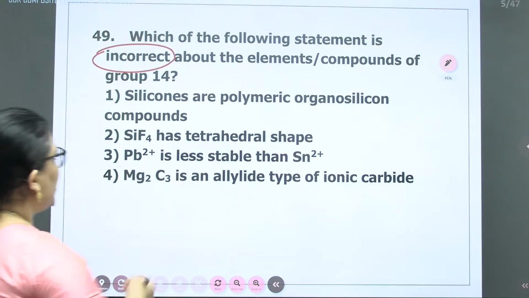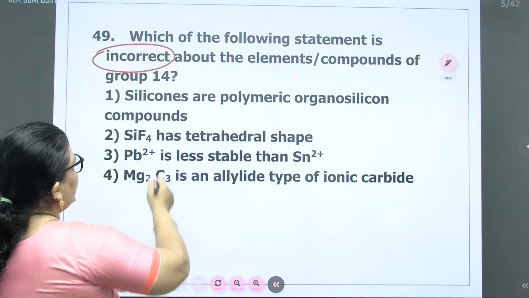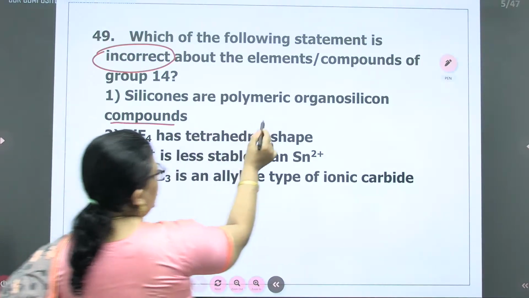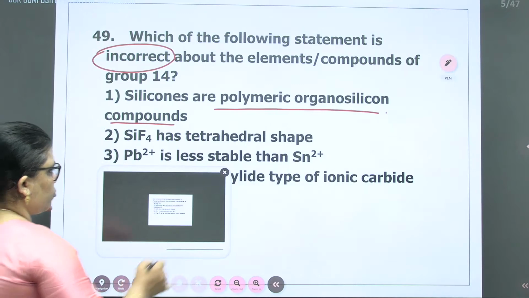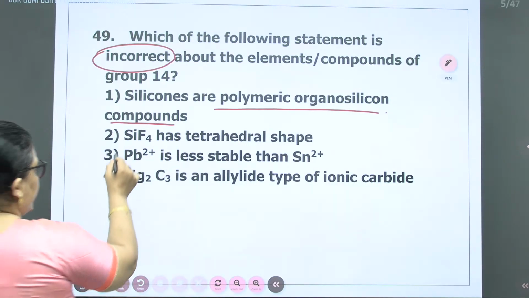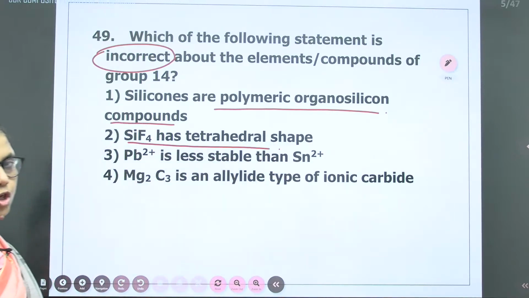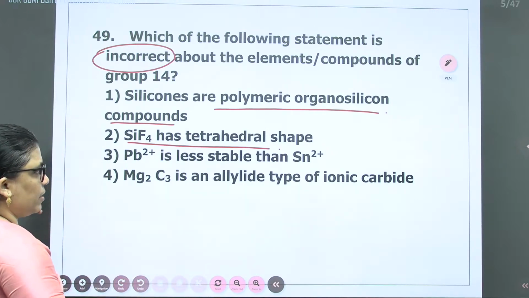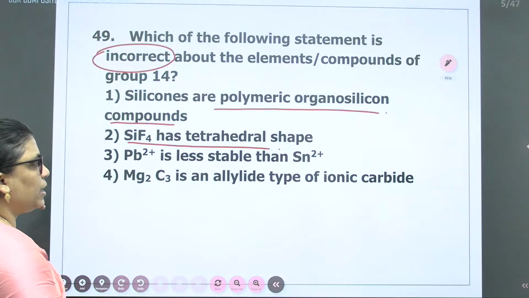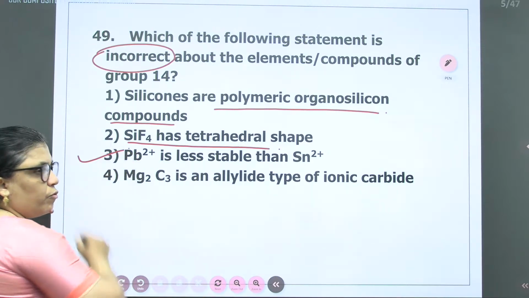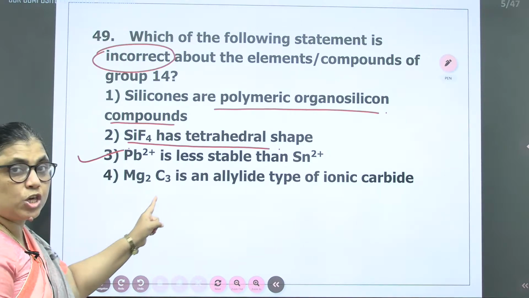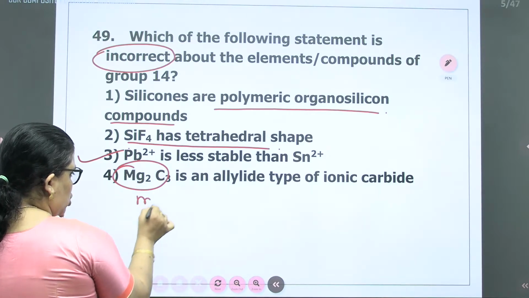Therefore, let us read the options one by one. Silicon forms polymeric organosilicon compounds. Organosilicon compound means what? Silicon can be bonded with carbon. Next one, SiF4 has a tetrahedral shape. Yes, the second point is correct. But the third point says that Pb2+ is less stable than Sn2+. Just observe over here, the wrong option amongst the four is the third one. Then the fourth, they said magnesium carbide. This name is what? Magnesium carbide.